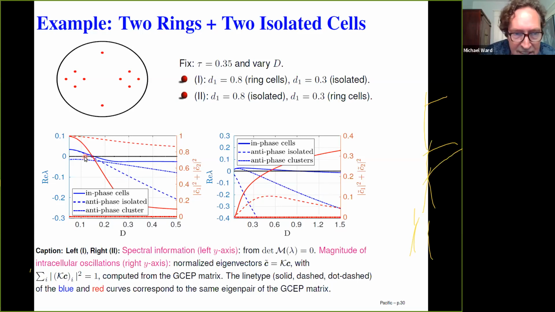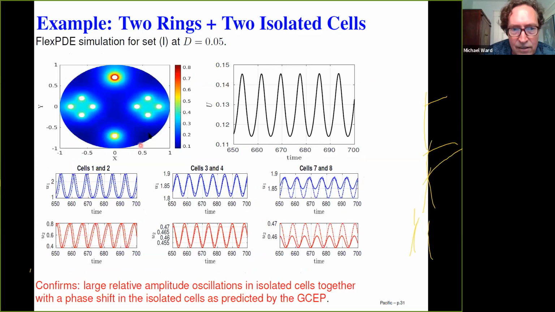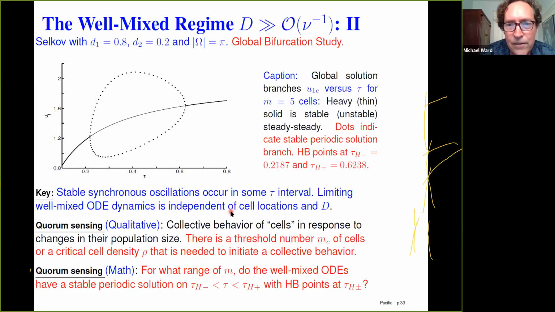So let's do a numerical computation at this point. D is 0.05. What should you see? In the two isolated cells, you should see a superposition of an in-phase and an anti-phase mode. In the other cells, cells 3 and 4, 7 and 8, you should see essentially no oscillations at all, because the diffusion coefficient is too small, so they're hardly oscillating. So the linearized theory predicts things really well. I know this is a full numerical computation in the nonlinear regime, but the linearized theory has a lot of information. I don't have time to do the large D regime.